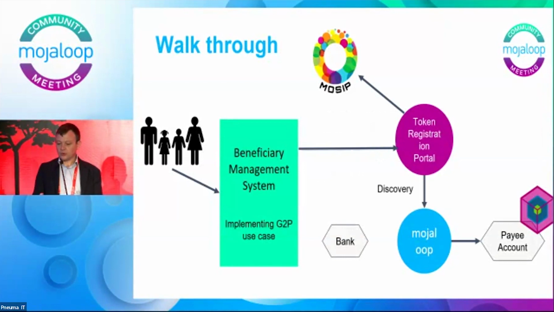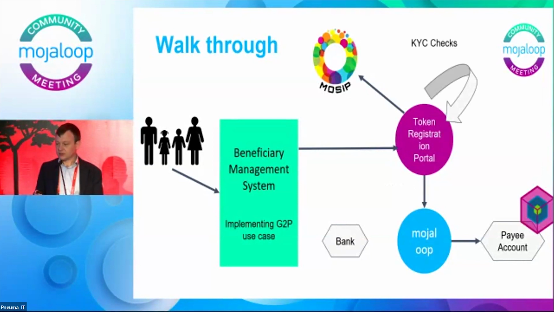And then we perform a discovery call. They select the payment token that they would like to link. And then using that token information, we do a discovery call into Mojaloop, which then goes to the account holding institution and gets the KYC information that we're going to need to validate that that token belongs to the person.